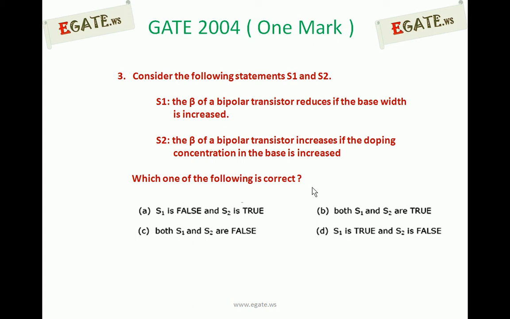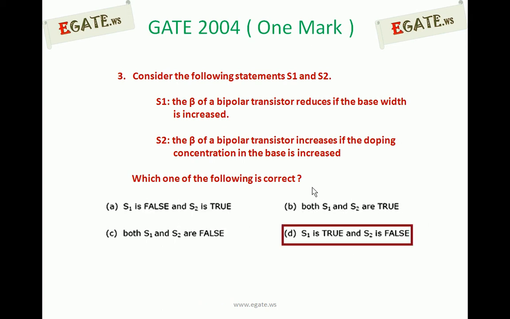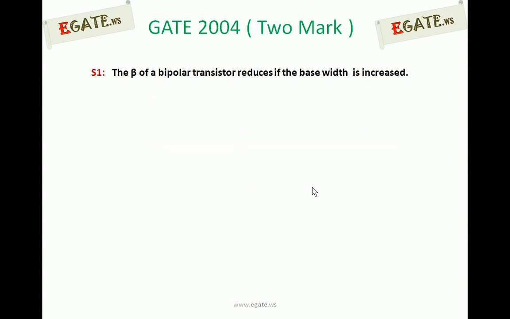A. S1 is false, S2 is true. B. Both S1 and S2 are true. C. Both S1 and S2 are false. D. S1 is true and S2 is false. The correct answer for this question is D. We will see the details.